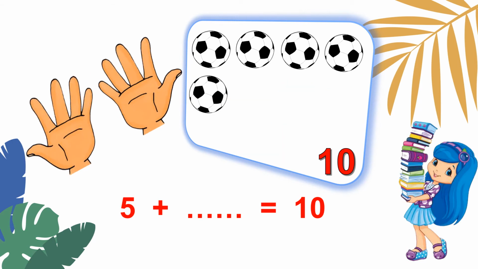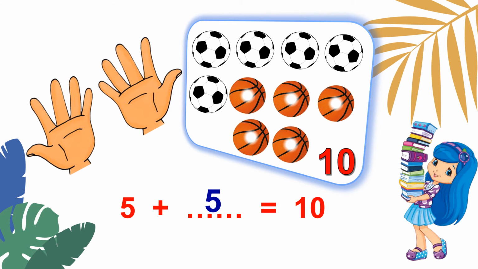Now 5 plus what equals 10. Hide 5 fingers and count the other. 1, 2, 3, 4, 5. So 5 plus 5 equals 10. I have here 5 balls. If I add 5 balls, they are 10 balls.